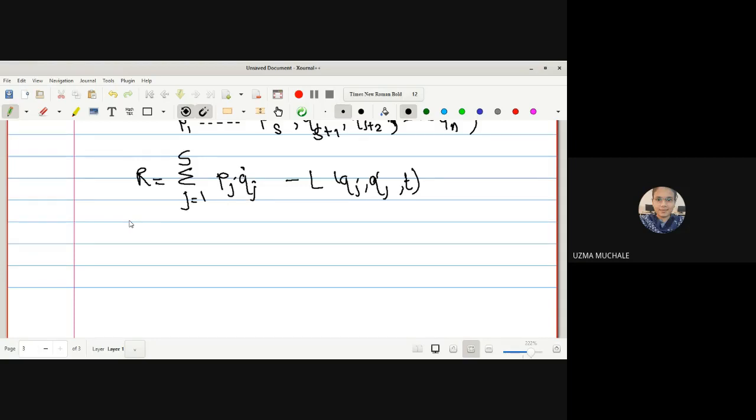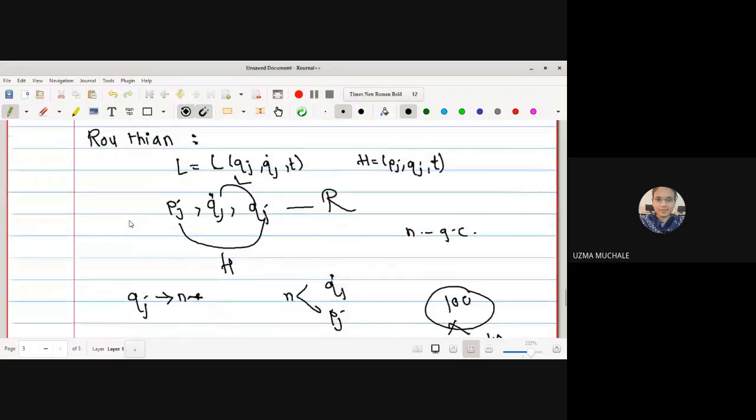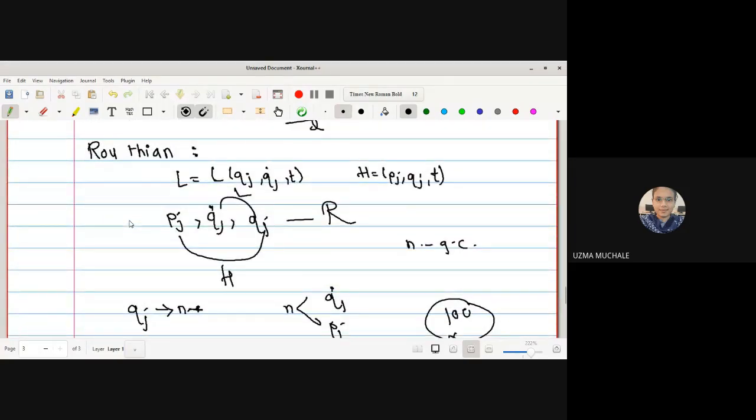In the next lecture we'll see how the Routhian R can be used instead of L and H. We use L when we have non-cyclic coordinates, and when we have cyclic coordinates we use H. Why is this so? Because the corresponding pj is constant. pj is constant whenever you have qj cyclic. So that's why the number of coordinates is reduced. Hence, in case of cyclic coordinates we use H, and in case of non-cyclic coordinates we use L.